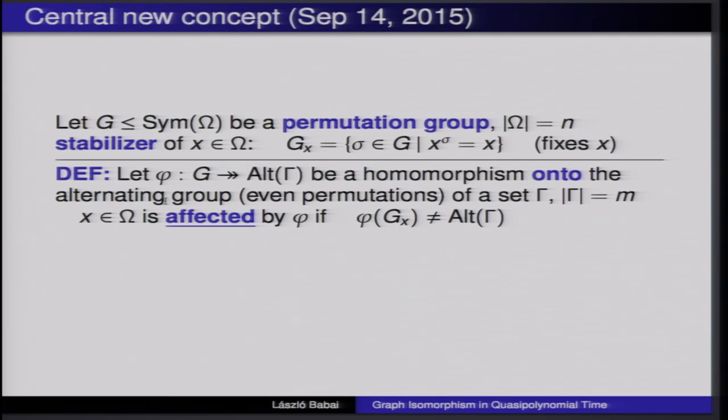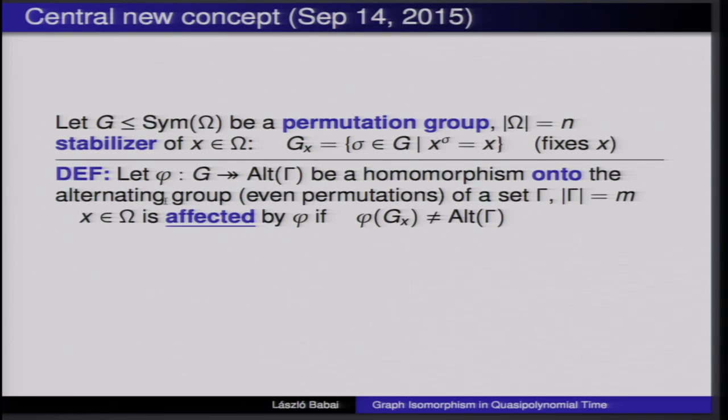The stabilizer of an element x of this permutation domain is denoted by G sub x, and that consists of all permutations from that group that fix x. So this is the subgroup consisting of the elements that fix x. And now here comes the definition: suppose we have a homomorphism of G onto an alternating group on some other domain. That other domain I denote by gamma, and gamma is always going to have m elements, and these two parameters n and m are going to be central to this entire algorithm.